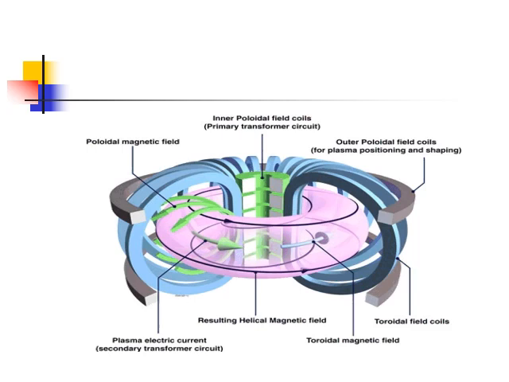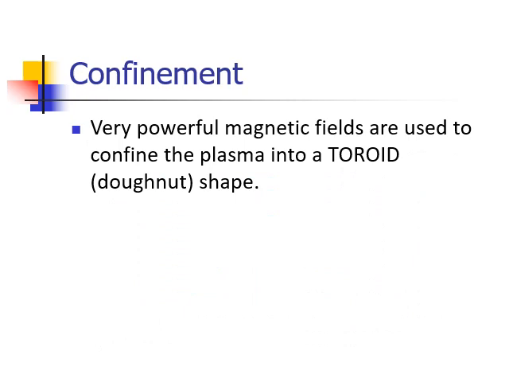And this is obviously a real challenge, to produce a sufficient field and to be able to contain the plasma that's dense enough and hot enough for the reactions to take place. So we use very large, very powerful magnetic fields in this toroid or donut-like shape.